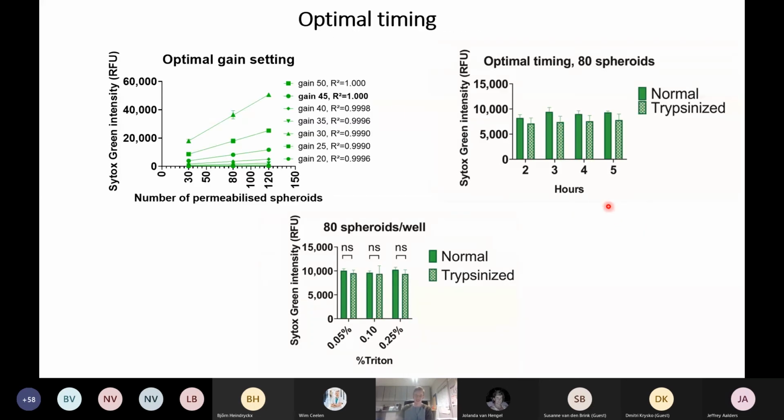Next, we optimized the gain settings. Here we also need a linear correlation between the fluorescence intensity after Triton treatment and the number of spheroids per well. What you can also see here is that 2 hours of treatment with 0.05% of Triton X100 was sufficient to permeabilize all cells in the spheroid. When comparing normal spheroids with trypsinized disaggregated spheroids, so a single cell suspension, we observed no statistically significant differences in fluorescence intensity, meaning that for this assay, we can use intact spheroids for their analysis.